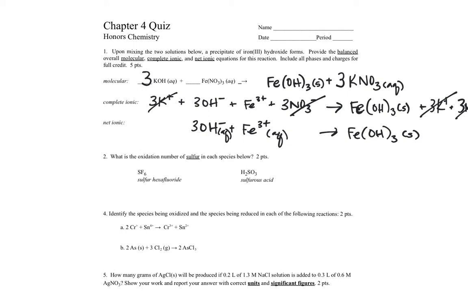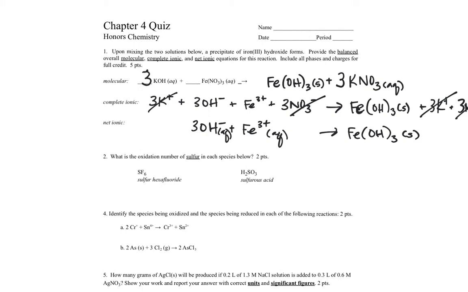A couple of mistakes that I saw were not carrying down this coefficient up here. Making sure that you are actually balancing the equation. So make sure you balance the equation. Also, there were some issues with being able to write out the formulas based off of the charges of the ions. So make sure that you can do that. That's something that we covered in the first unit.